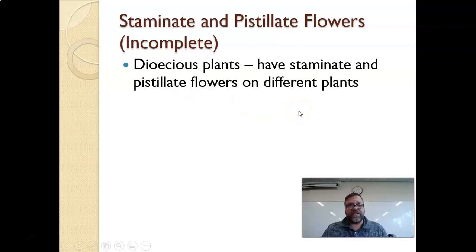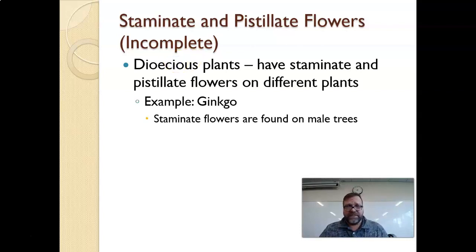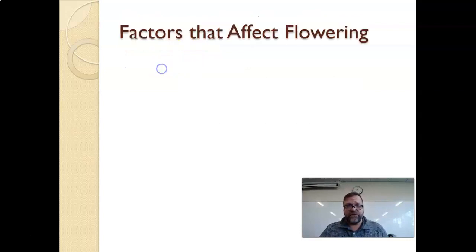Now you have something called dioecious. They have staminate and pistillate flowers on different plants. What that means is one plant primarily has the female parts. Another plant, exactly the same species, has the male parts. Two different examples. Ginkgo. Staminate flowers are found on male trees.